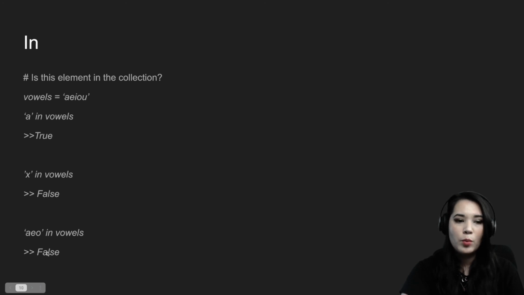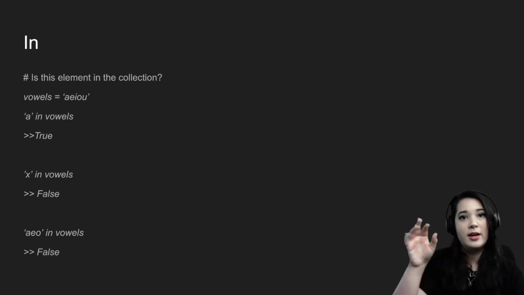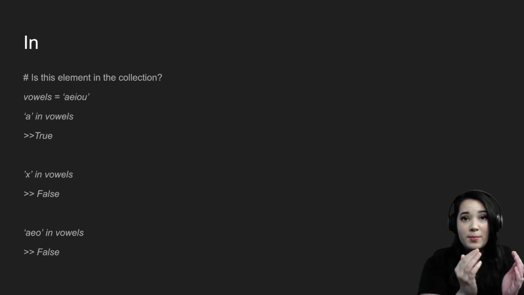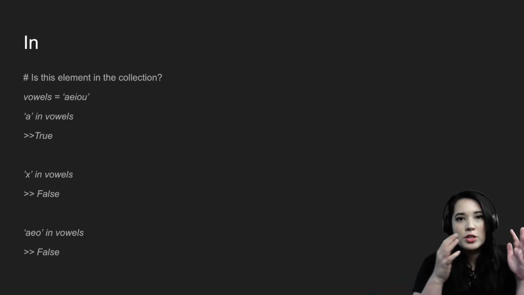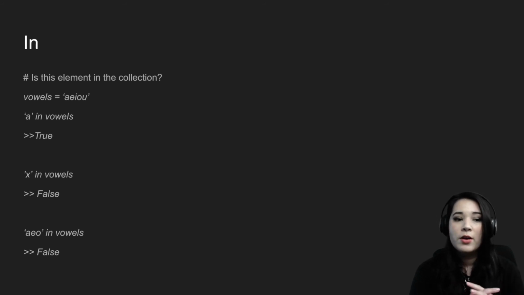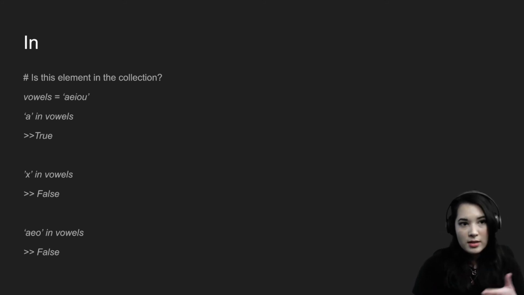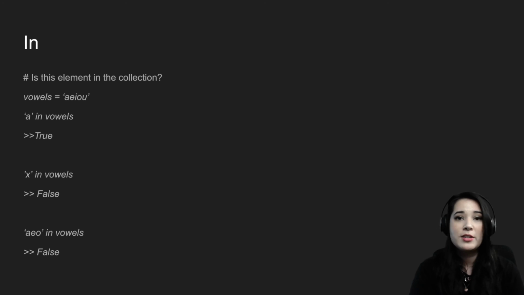Now, remember, when we say something in a string, we're checking if that something, a smaller string, is in the bigger string. And we're specifically looking for those characters in that specific order. For instance, if we checked is "aeo" in vowels, well, a is in it, e is in it, and o is in it, but the combined string "aeo" is not in the bigger string of vowels, which is "aeiou". So this statement would evaluate to False.